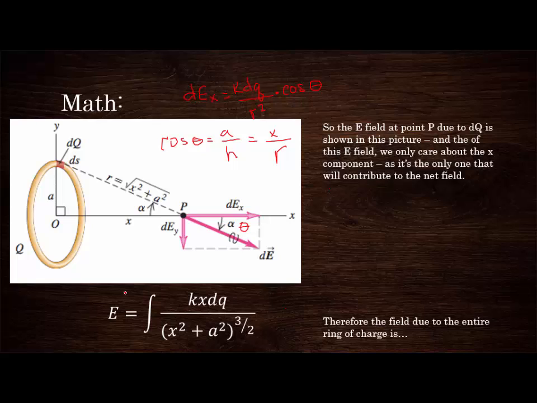Now, your r is the square root of x squared plus a squared. So when I put those two things together, I get k dq. Now r squared is just x squared plus a squared, times x over just regular r, which is the square root of x squared plus a squared.